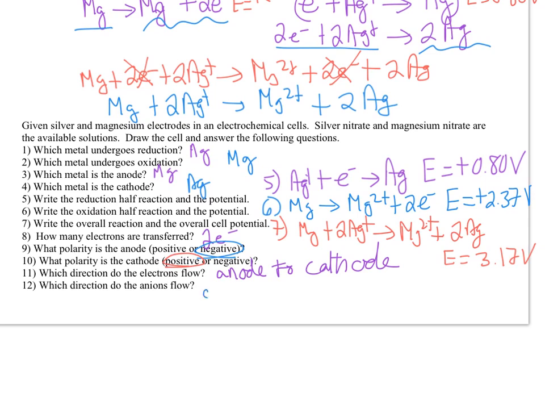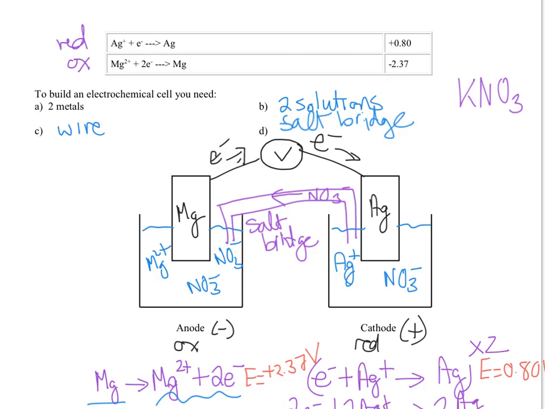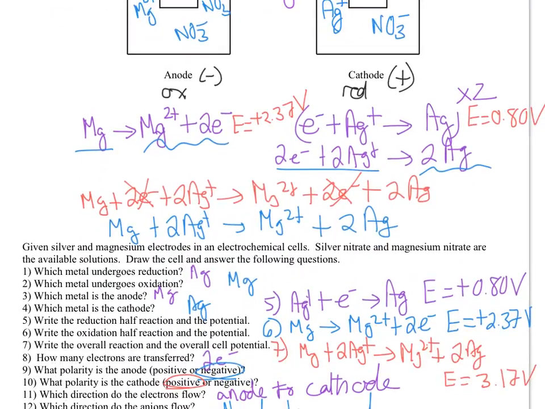So I'll say cathode to anode. So for an electrochemical cell, you need to know how to draw it, and then you also need to be able to answer these questions.